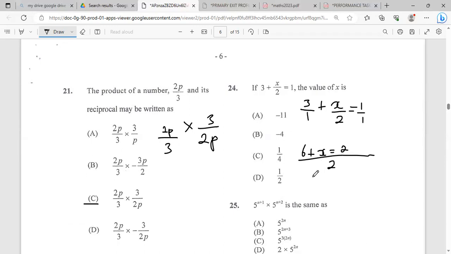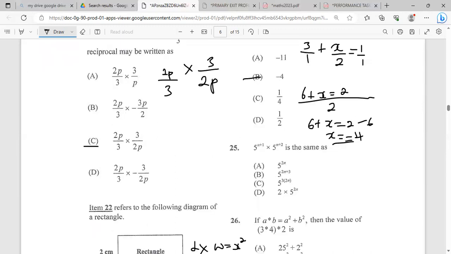So we now have 6 plus x equals 2. So we're going to subtract 6 from both sides. So that's minus 6, so x is equal to minus 4. What we can do is plug this into the equation to see if it makes sense. If we have negative 4 here, we divide first. This would give us negative 2. 3 minus 2 is equal to 1. And that's how we check it.